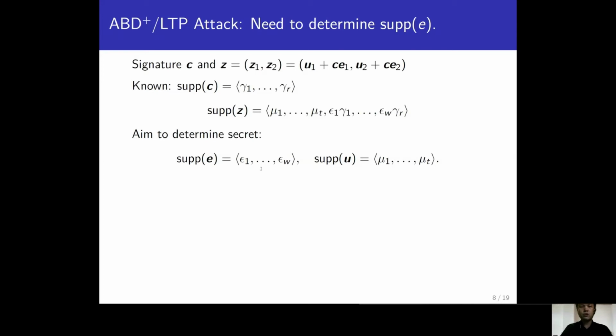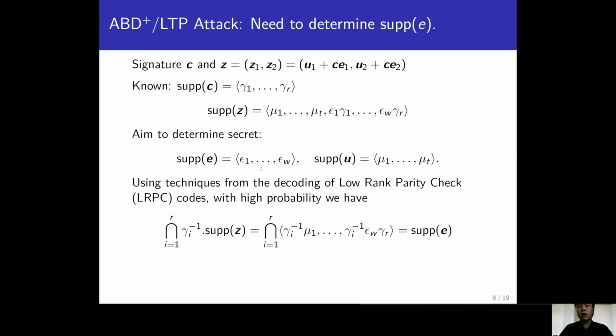What we can do is use techniques from the decoding of RSR codes, and with high probability the support on the left is equal to the support of E. Basically the idea is we multiply the inverse of all the bases in the support of C into the basis for the support of Z. Then we take the intersection of it, and we obtain the support of E. So in other words, the signature will leak information from the secret key.